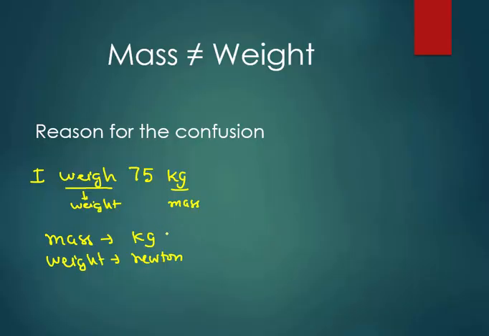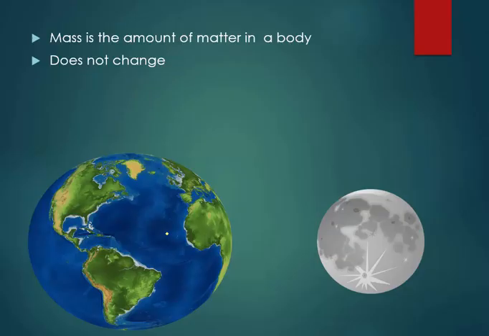But in this video, we will get a very good idea about what is the difference between mass and weight. Let's begin by trying to understand what is mass. Mass is the amount of matter in a body. I'm sure you have heard about this definition of mass of an object. So if I take any particular object, the mass of the object is the amount of matter contained over here.